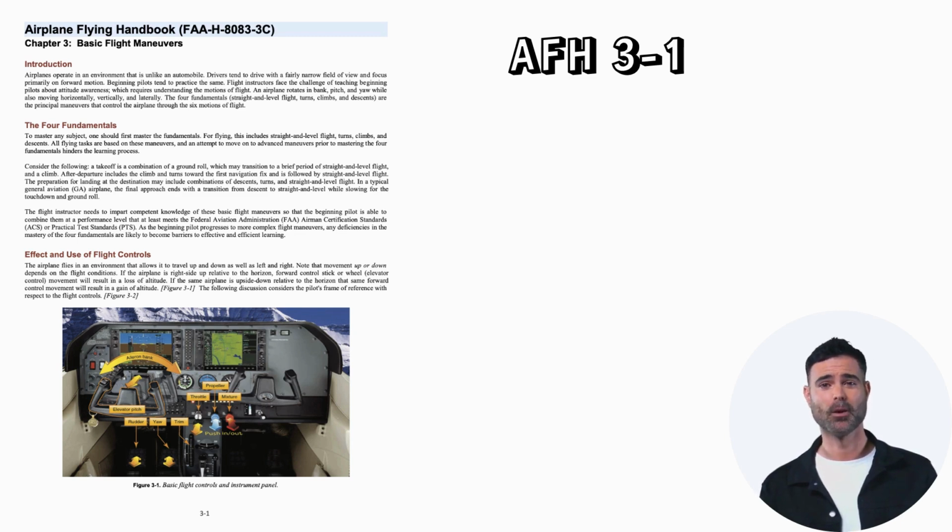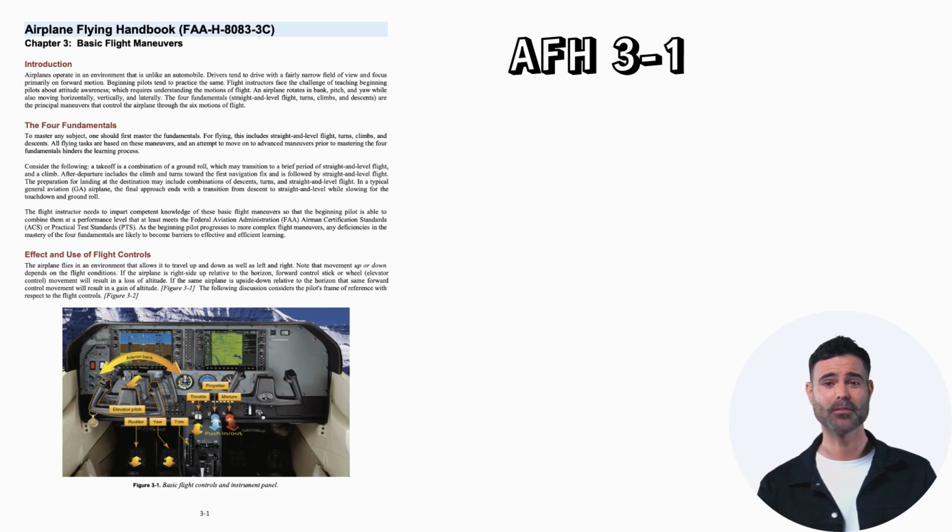All flying tasks are based on these maneuvers, and an attempt to move on to advanced maneuvers prior to mastering the four fundamentals hinders the learning process. Consider the following. A takeoff is a combination of a ground roll, which may transition to a brief period of straight and level flight, and a climb. After departure includes the climb and turns toward the first navigation fix, and is followed by straight and level flight. The preparation for landing at the destination may include combinations of descents, turns, and straight and level flight.